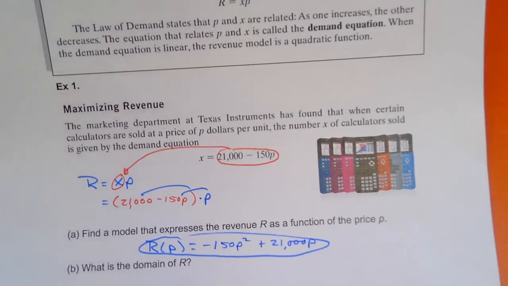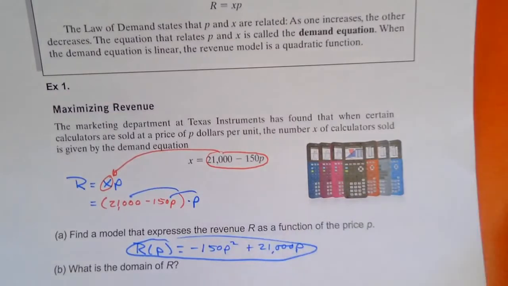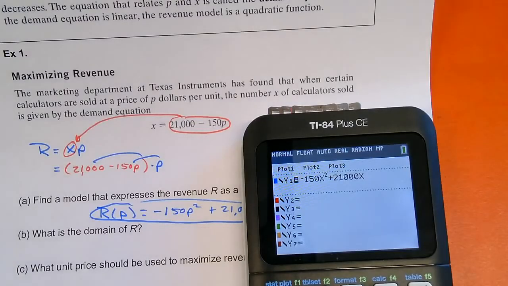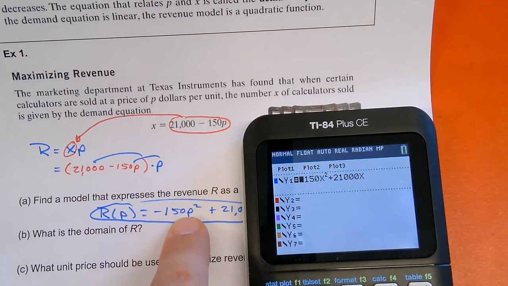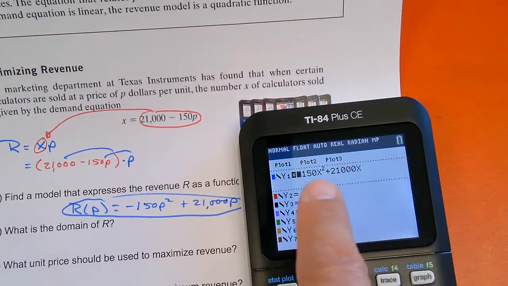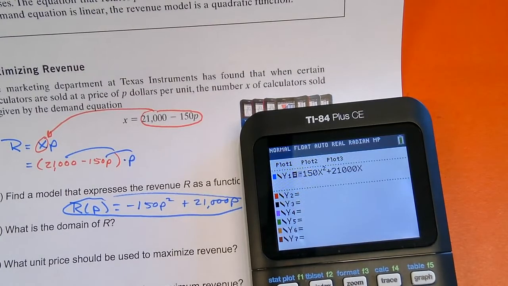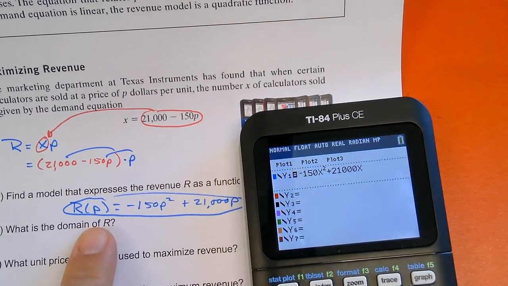All right, so what is the domain of R? So let's go ahead and take a look at this graph. So I grabbed my calculator. Now I've typed in the function. I've got, again, negative 150P squared plus 21,000P. And what we want to do is see what X values we're looking at for revenue, okay? Now, again, this is a quadratic, and we should know this is a frowny face because it's a negative.